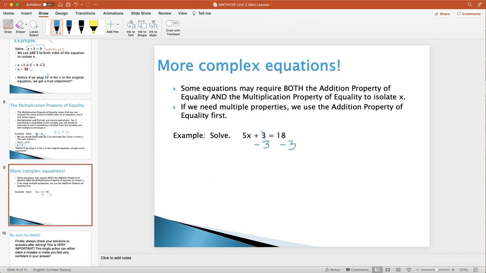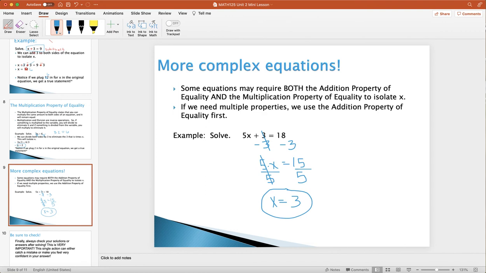So I subtract 3 from both sides, and that gives me 5x on the left, and 18 minus 3 is 15 on the right. Now, x is still times 5, and remember, to solve this, we want x by itself. So to undo the multiplication, I'm going to divide both sides of the equation by 5. Whatever you do to one side, you must do to the other side. So 5 divided by 5 is 1, so we have 1x, or x, is equal to 15 divided by 5 equals 3.